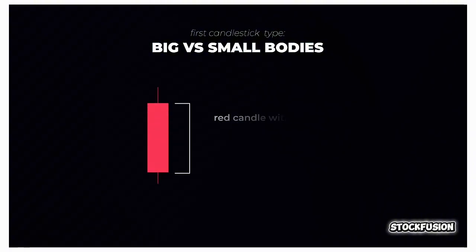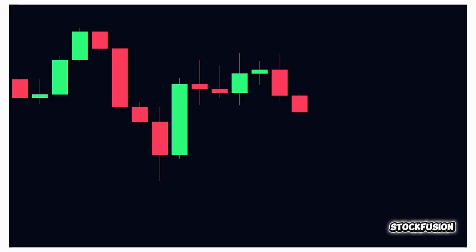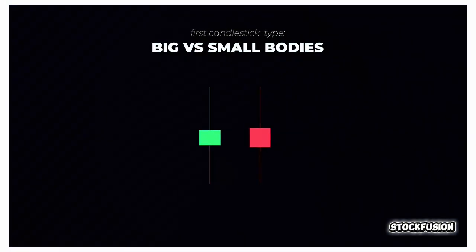Similarly, a red candle with a big body shows that sellers were much more dominant. The price opened at a higher level, but since sellers were stronger, they managed to push it down significantly with little resistance, moving the price sharply downwards before the candle closes. A candle with a small body tells a different story.